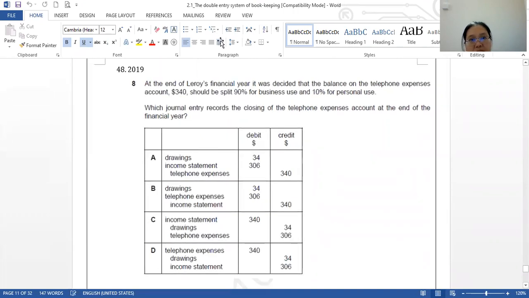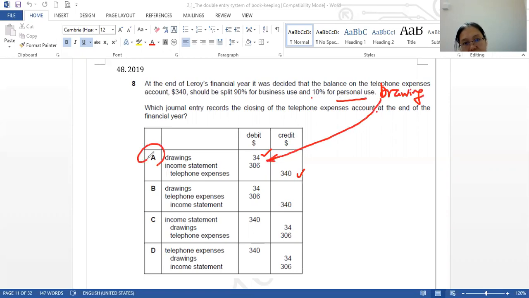At the end of the financial year, it was decided that the balance on the telephone expenses account, 340, should be split into business use and personal use. Which journal entry records the closing of the telephone account at the end of the financial year? Telephone account total 340, so you credit 340. And this 10% of it is 34. Personal use means drawings account, so the drawings account is on the debit side. So your answer should be A.